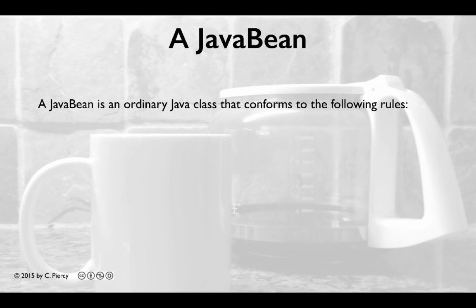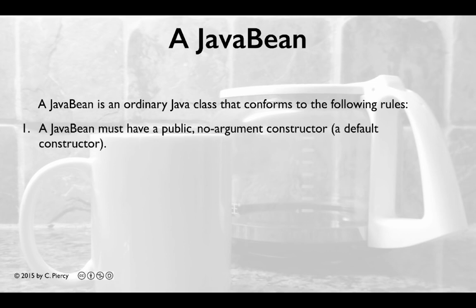A JavaBean is an ordinary Java class that conforms to the following rules. 1. A JavaBean must have a public, no-argument constructor, aka a default constructor. This is required so that Java frameworks can facilitate automated instantiation.